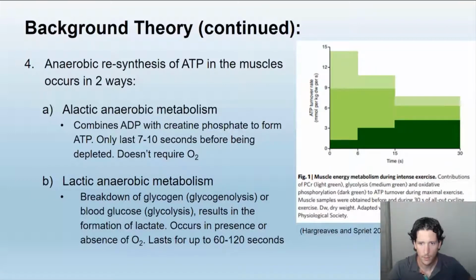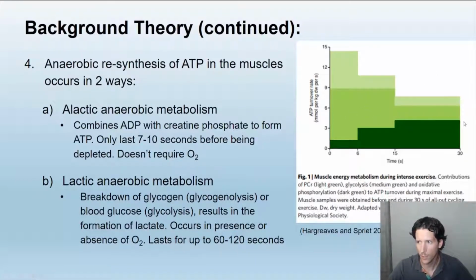Our next source of anaerobic metabolism is lactic anaerobic metabolism, which is going to be producing lactate. This involves the breakdown of glycogen through glycogenolysis or blood glucose through glycolysis, which results in the formation of lactate. This can occur in the presence or absence of oxygen and can last for up to 60 to 120 seconds. This figure here, that's the medium green.